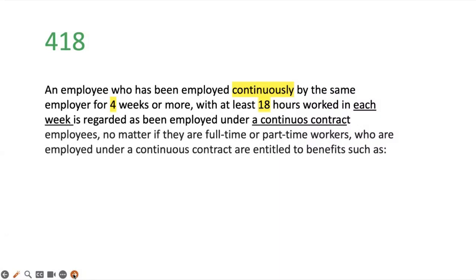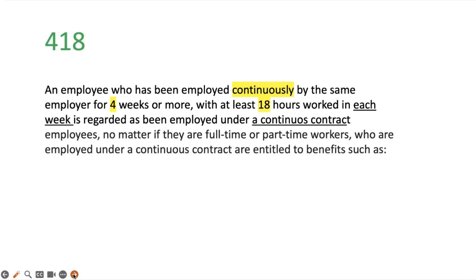So when Sway shares later, she will be talking about the continuous contract and the non-continuous contract worker. Basically, these are the two groups of employment status we have in Hong Kong. And in order to be qualified for the continuous contract, this is the 418 rule we have.